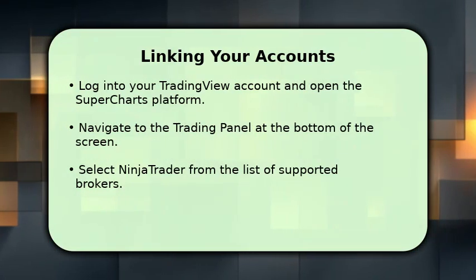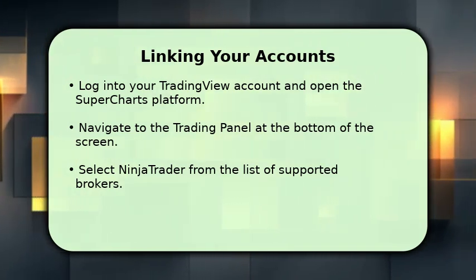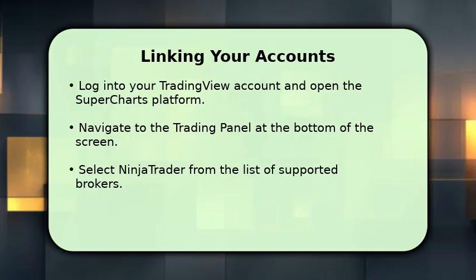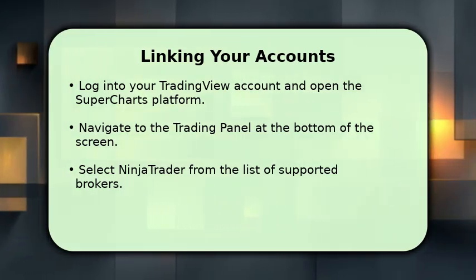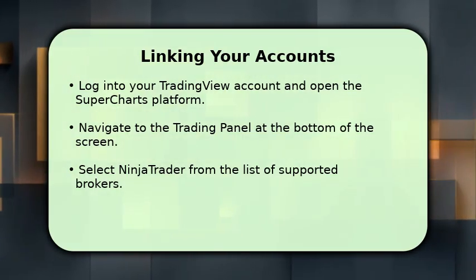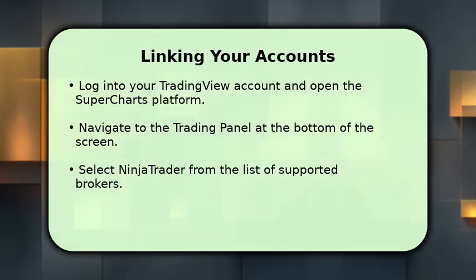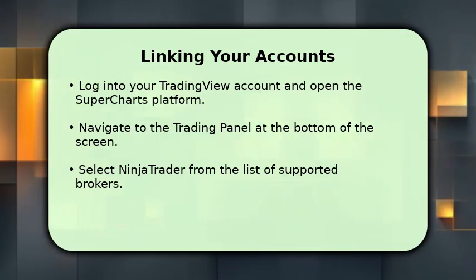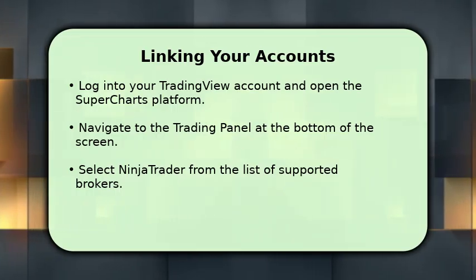To establish the connection, first log into your TradingView account and open the Super Charts platform. At the bottom of the page, locate and click on the trading panel. From the list of supported brokers, select Ninjatrader. You will then be prompted to enter your Ninjatrader username and password. After entering your credentials, click Connect, and your accounts should link, allowing you to trade directly.